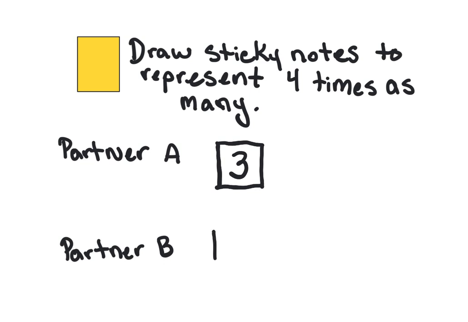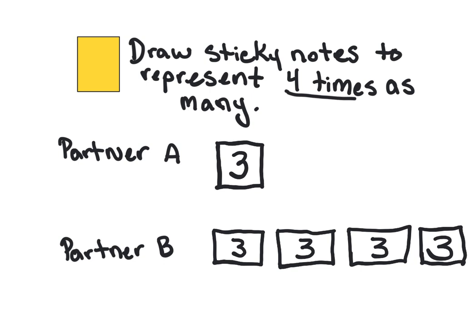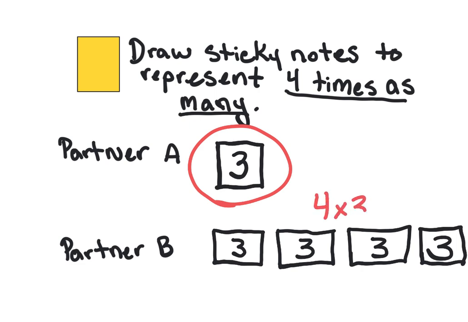So I'm going to draw out 4 of these. My shapes are not really great, but you get the idea. And inside each one of these shapes, I'm going to put a 3 to represent 4 times as many as I had in this one. So basically it's saying 4 times 3. So I would have, partner B would have 12 sticky notes compared to my 3.